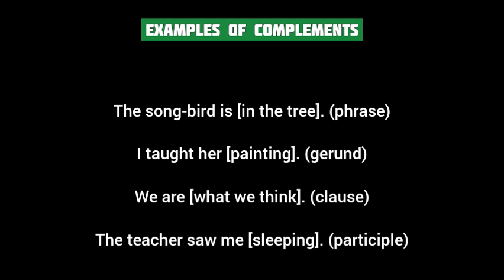It is a gerund. We are what we think. We are makes no complete sense. So the clause what we think makes it complete. It is a subjective complement here. And then the last sentence, the teacher saw me sleeping. Here sleeping is a participle which completes the sense of the object me, so it is also an objective complement. So you see, the complement may have different forms in the sentence. It may be a noun or an adjective or a phrase or a gerund or an infinitive or even a clause.